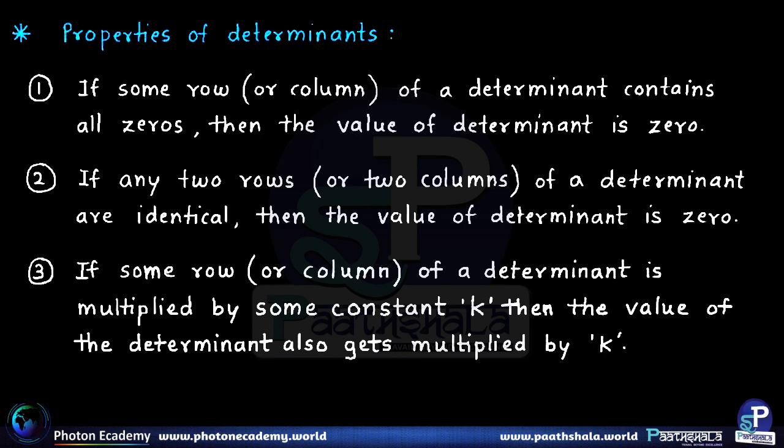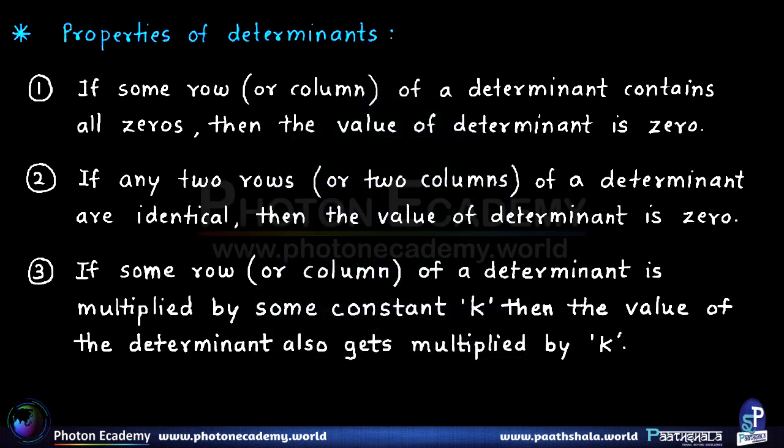Now the first property says that if some row or some column of a determinant contains all zeros, then the value of the determinant is 0. Secondly, if any two rows or any two columns of a determinant are identical, then the value of the determinant is 0. So basically the first two properties indicate a shortcut or a quick check on how we can conclude if a determinant has value 0.